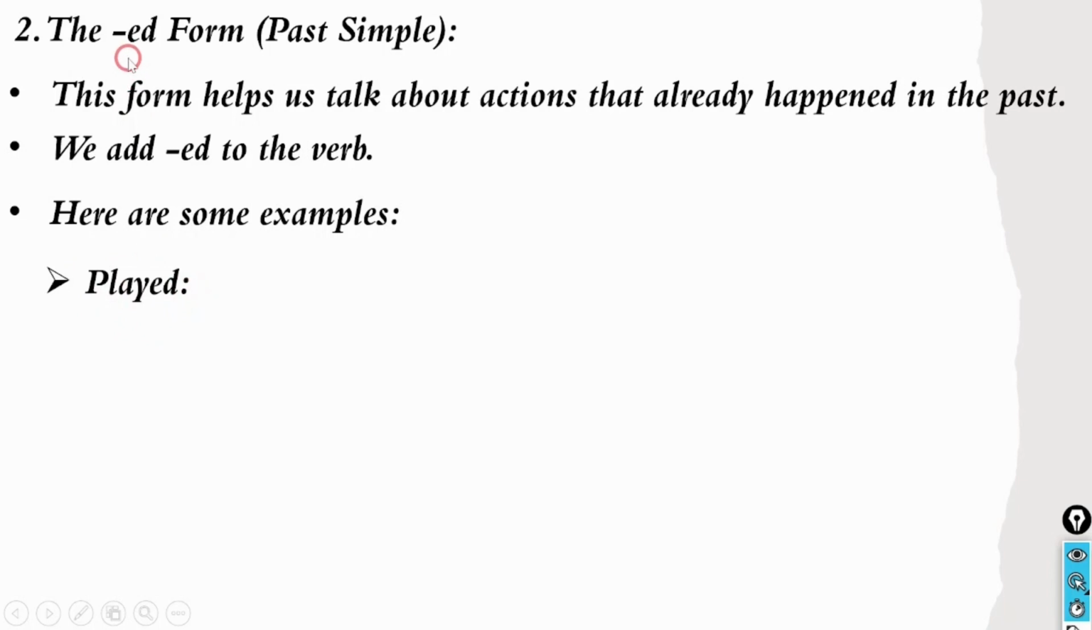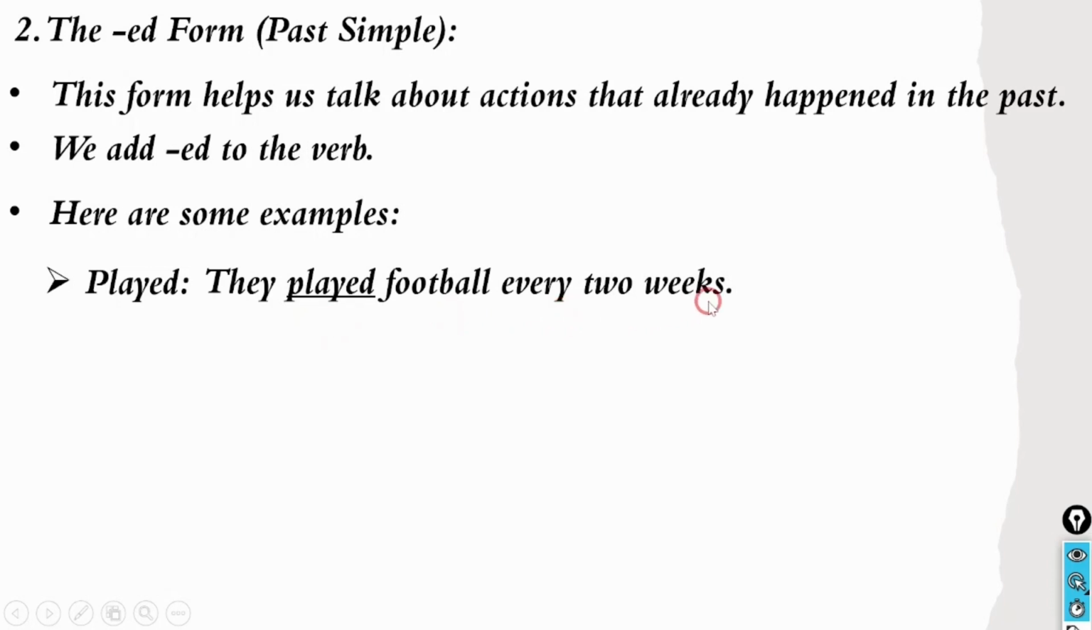It has become the ed form type of a verb. All right, so it presents the past simple. For instance, we say, "They played football every 2 weeks," meaning that is the event that has been happening in the past. When we use the word "played," the playing of the football every 2 weeks happened in the past. They played football every 2 weeks. In the past, that's what they did.